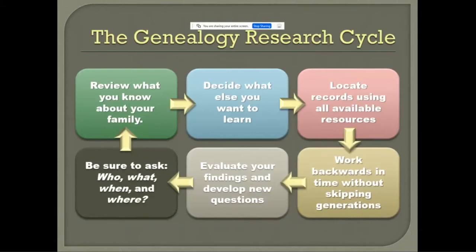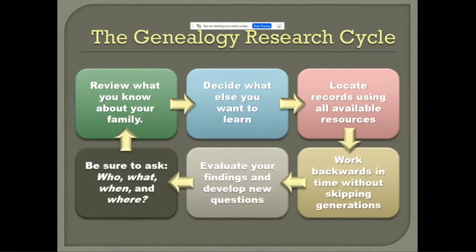So let's talk a little about the genealogy research cycle. Once again, this is basic genealogy, and this is just a continuing loop. We're going to start with reviewing what you know about your family. So if you're looking for somebody, where were their children born? Where did their children live? Where did their children go to school?